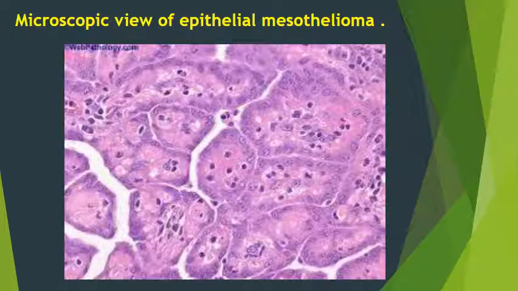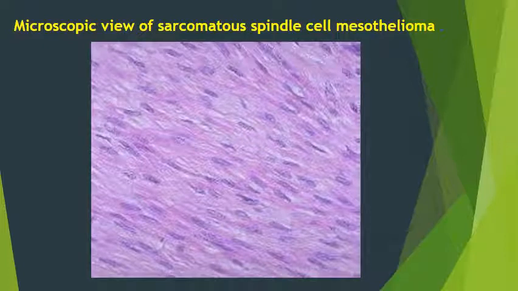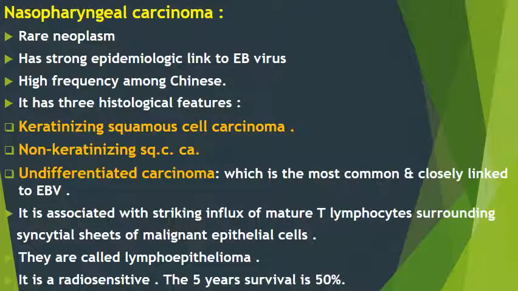This is a microscopical view of the epithelial type. This is the epithelial type of the mesothelioma. And this is the sarcomatous type, with spindle cells. Look, spindle cells look like smooth muscle cells, but they are spindle cells and they are malignant. There are many criteria included in the diagnosis of this tumor.